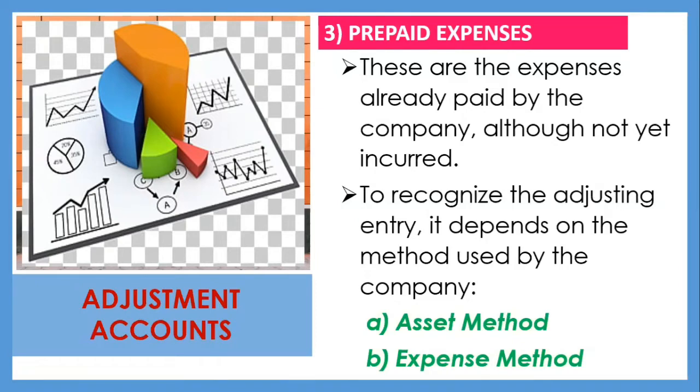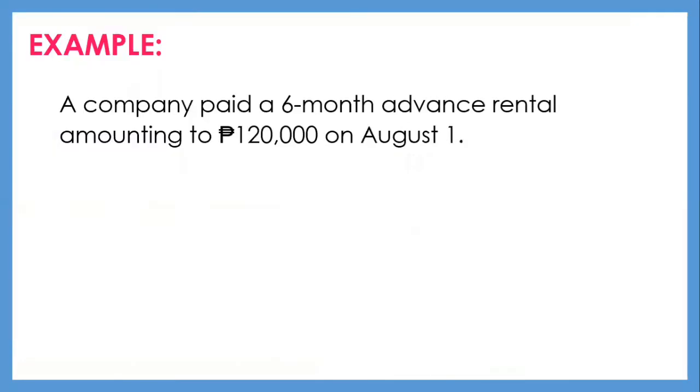So in this type of adjustment account, the company usually uses either the asset method or the expense method. Now, in order for us to better understand each of these methods, let us have an example. For example, a company paid a 6-month advance rental amounting to 120,000 pesos on August 1.